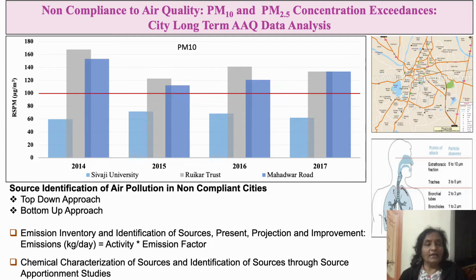Now we can see that this is a typical city where 4 years of long-term PM10 concentration data has been observed, and it is seen that it is exceeding the CPCB standard for PM10 of 100 microgram per meter cube. So this shows that the city is having non-compliance towards PM10.